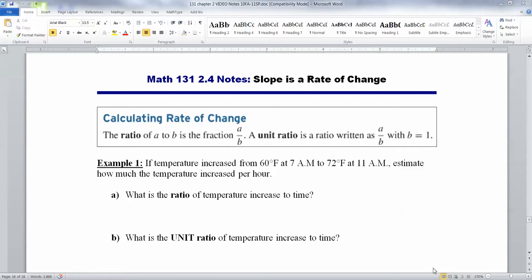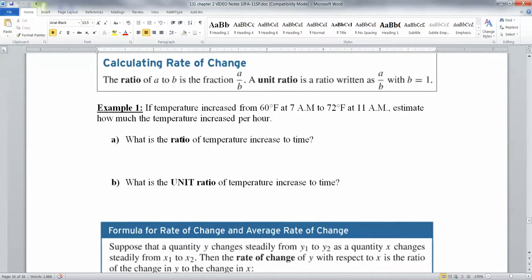But because of the formulation, if you will, of what it is, that also means that it has some really important context for us, namely that it's a rate of change. So let's talk about what a rate of change is. If you have a ratio of a to b, the fraction a over b, then the unit ratio is a ratio written when b is equal to 1. So that's what the rate of change is going to be. It's going to be a fraction.